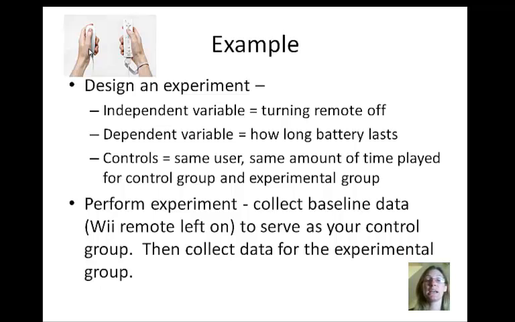To further this example, the independent variable would be turning the remote off. That's the condition that you're going to change on purpose. The dependent variable, again, is the part that you're going to measure. So you will measure how long the battery lasts. The controls that you want to impose, the experimental controls, are that you will use the same user and the same amount of time being played for the control group and the experimental group.